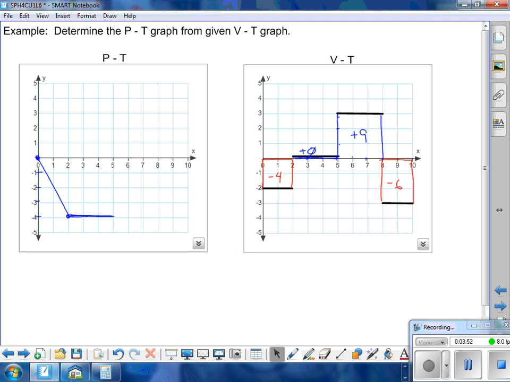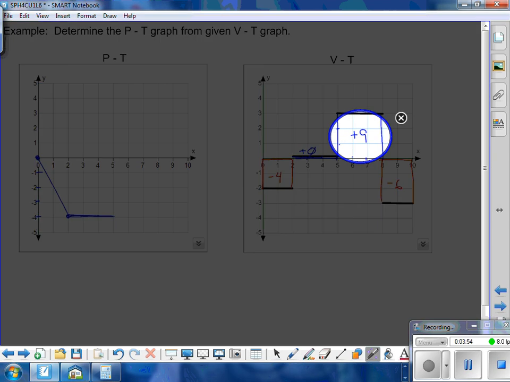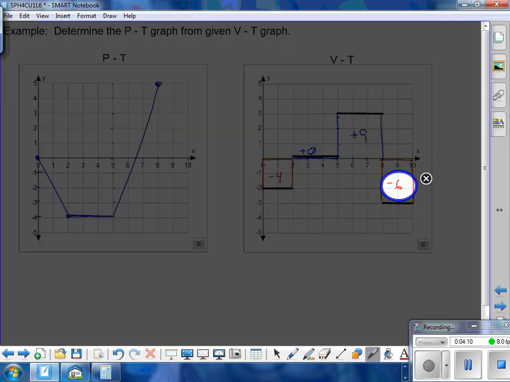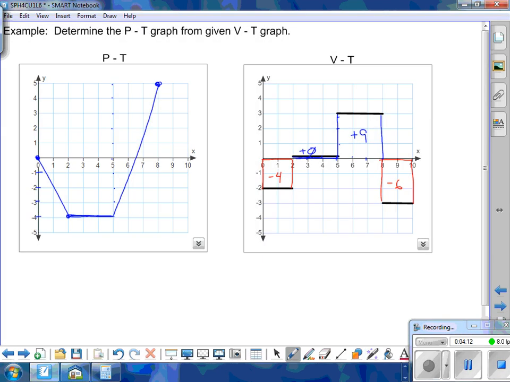Next, I'm going to add 9. So I'll add that first. 1, 2, 3, 4, 5, 6, 7, 8, 9. And that goes till the 8. So that's the next segment. So our line will go like that. And finally, I need to subtract 6. So I'll go down 6. 1, 2, 3, 4, 5, 6. And that ends at the 10.